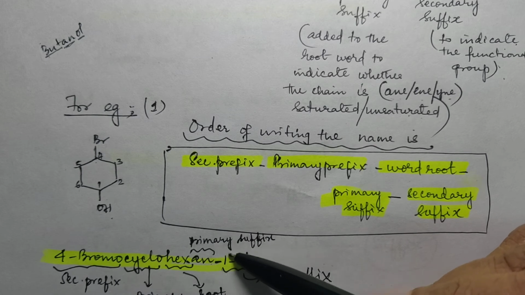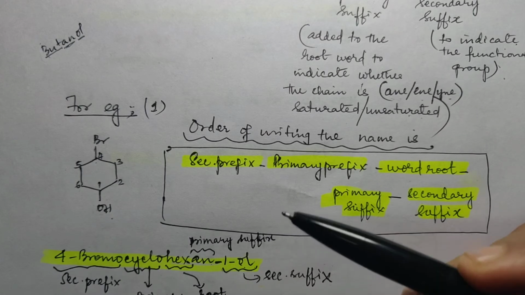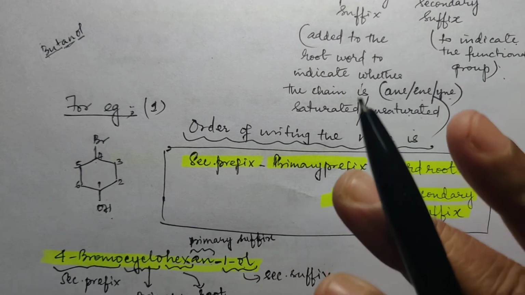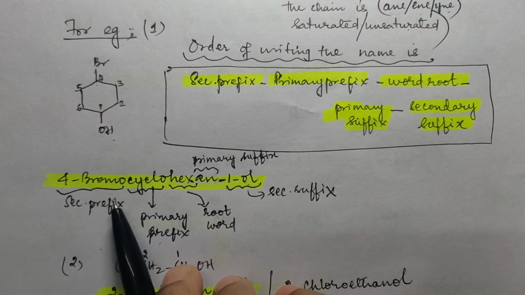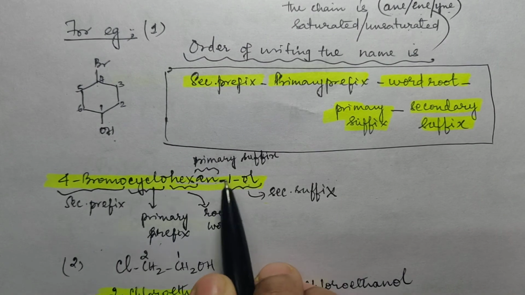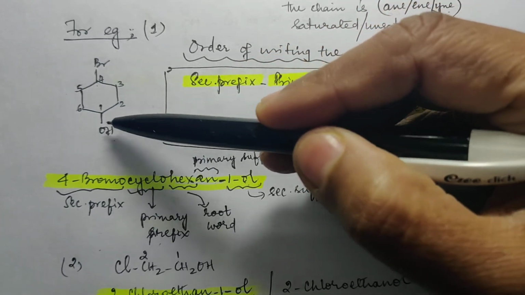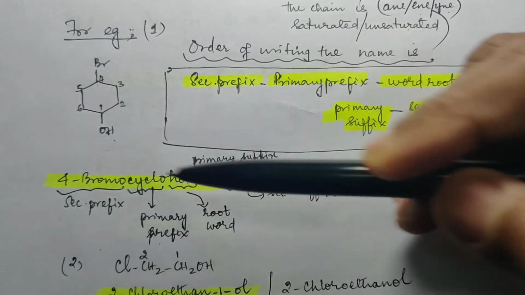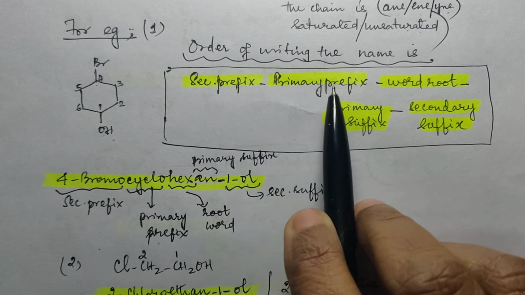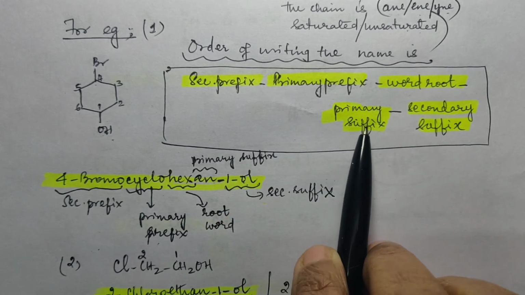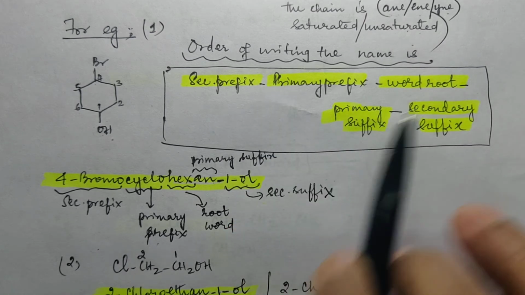Now you may write this position. You need not write this position also. It's okay. If you don't write the position also, it is okay. But if you write the position, you will learn systematic naming. It's good. Right? So what are you writing? 4-bromo-cyclohexan-1-ol. So this is the naming given to this compound. Now this is having secondary prefix, primary prefix, then root word, then primary suffix and a secondary suffix. Okay. So all of them are there.